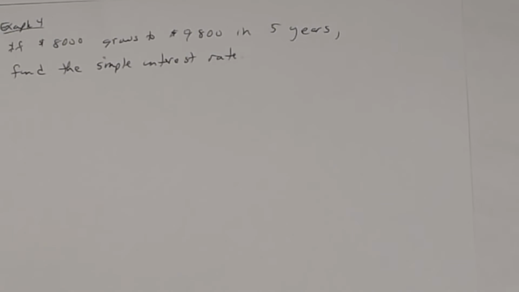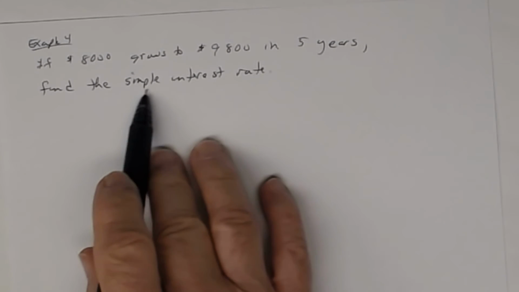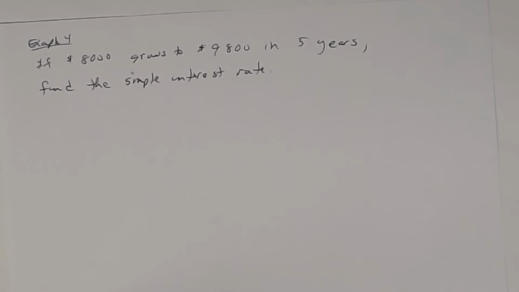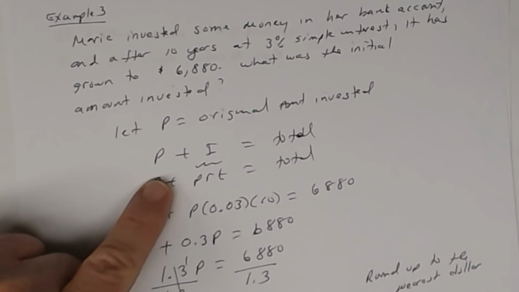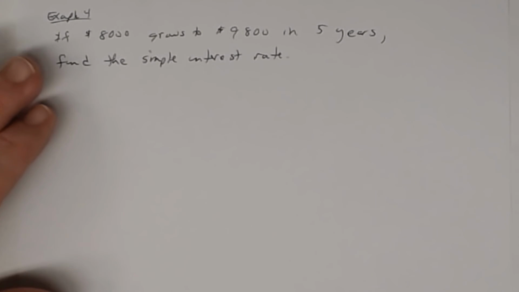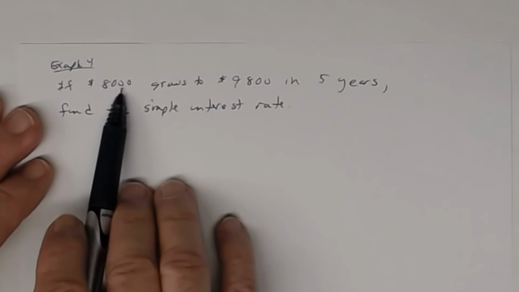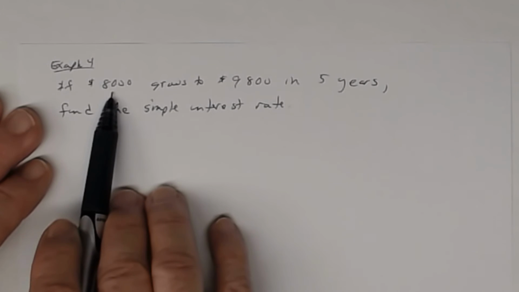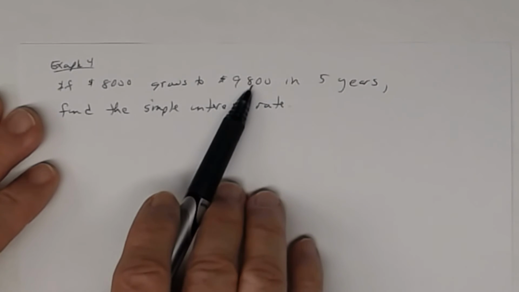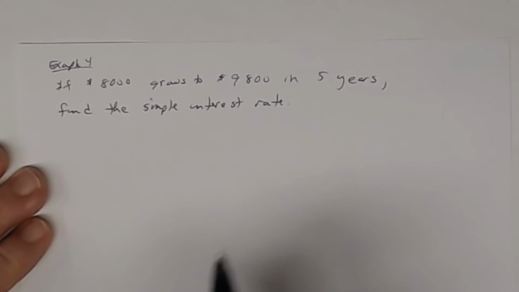All right, so that's number 3. Let's look at number 4. In number 4, kind of the same idea. If $8,000 grows to $9,880 in 5 years, find the simple interest rate. So this time you want to find the interest rate, but you're going to use the same idea. Remember, 8,000 here represents the principal, and it's grown to this amount. So that's your total.